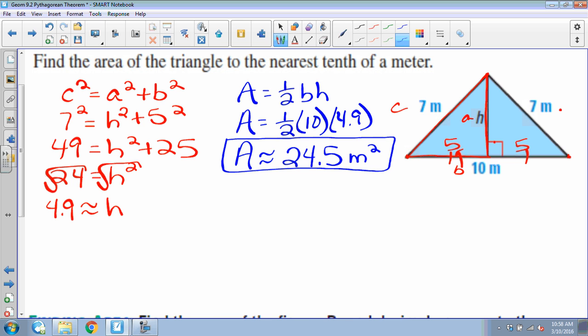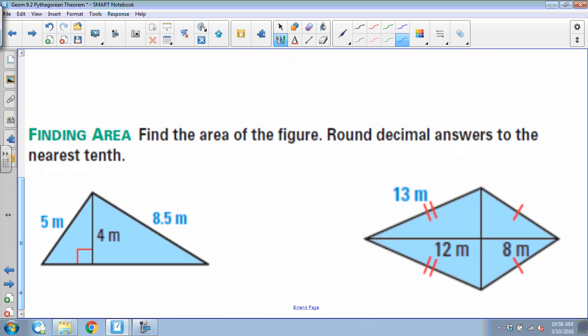Any questions? Yeah, that's fine. Save yourself some work. If you're just plugging it into something else, don't go simplify the radical. If they wanted you to just find the height, then you would simplify the radical. Okay. I got another one, a couple more for you to try.